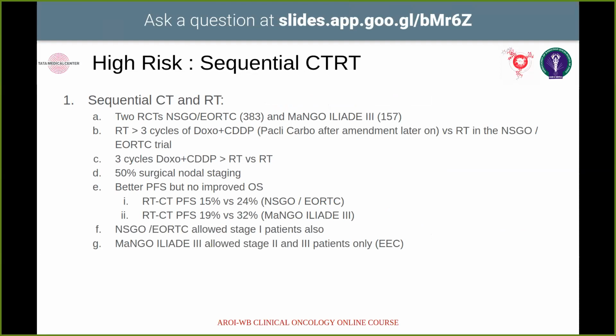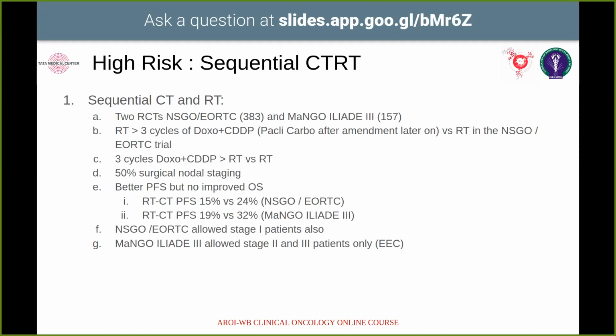Sequential chemoradiation, that is giving chemotherapy either before or after radiotherapy, has been investigated in 2 randomized controlled trials. One of them is the URTC NSGO trial, which had 380 patients. Another is the ILDA3 study, which had 157. Now, the word MANGO means Gynecological Oncology Group at the Mario Negri Institute. So it is not the acronym for the trial.